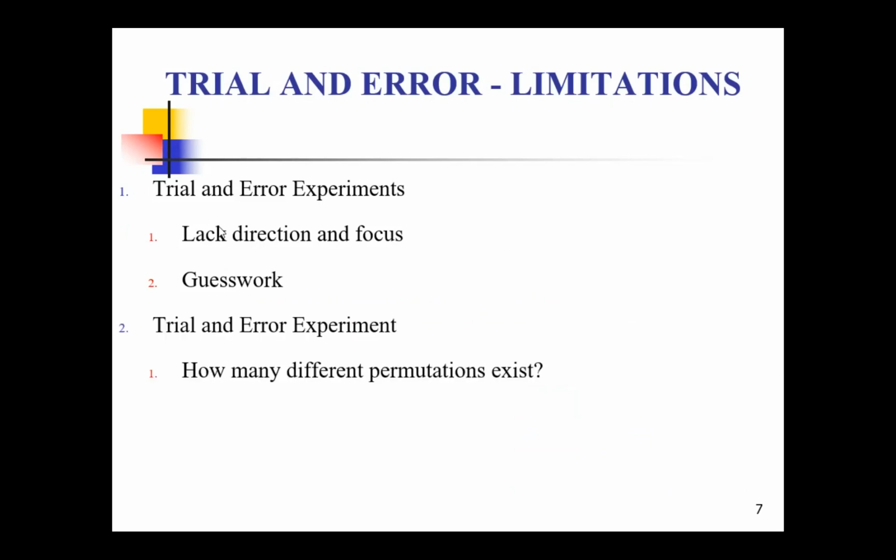How many different permutations exist? If it is a single parameter or two parameters, it is acceptable. But when the number of parameters, the input factors, tends to increase, then obviously so many permutations will exist. So we have to do many experiments, a higher number of experiments.